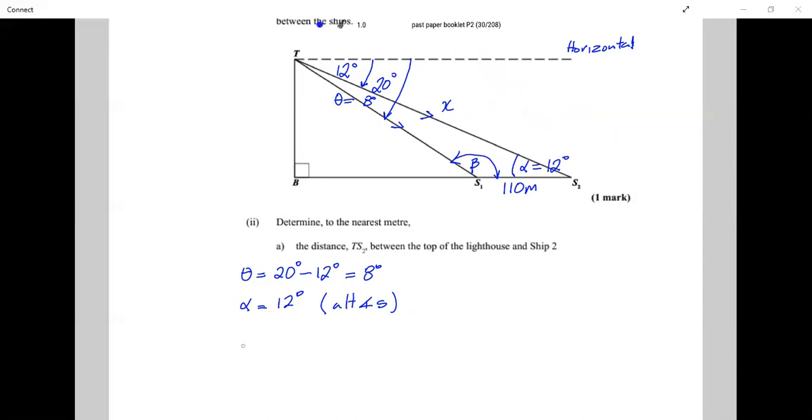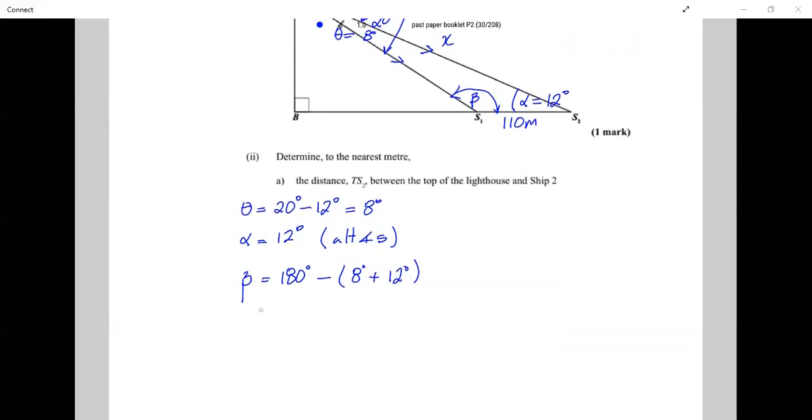Now, beta is equal to 180 minus, and I didn't even have to go this route, you know, but we started already, so let's finish it. Minus 8 degrees plus 12 degrees. And these are the interior angles of a triangle. So beta would be equal to 180 minus 20, which is equal to 160 degrees.